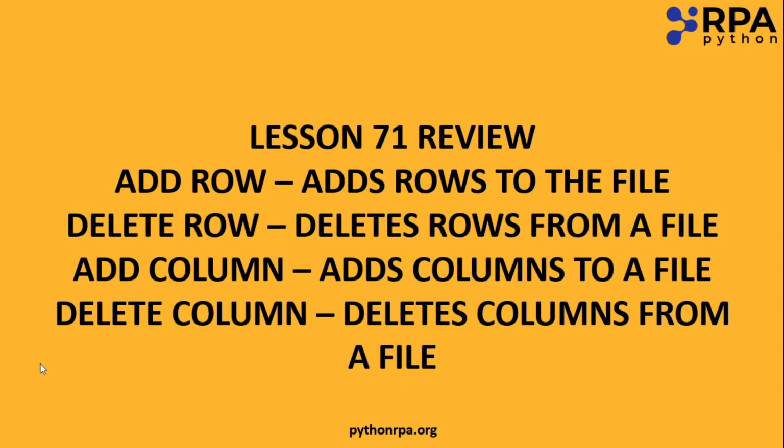Great, let's review the lesson. The Add Row activity card adds a row or rows to an Excel file. The Delete Row activity card deletes a row or rows from an Excel file. The Add Column card adds a column or columns to an Excel file. And the Delete Column card deletes a column or columns from an Excel file.